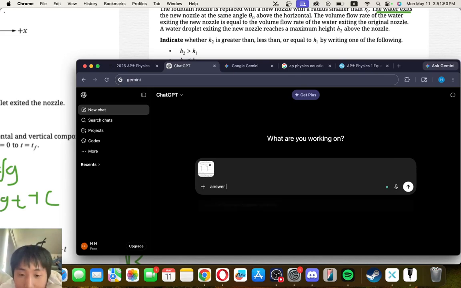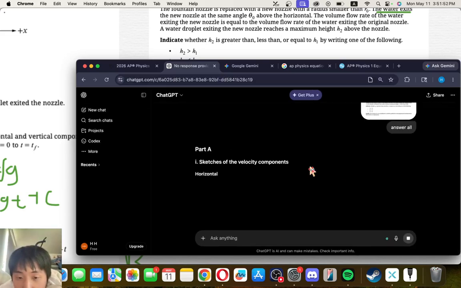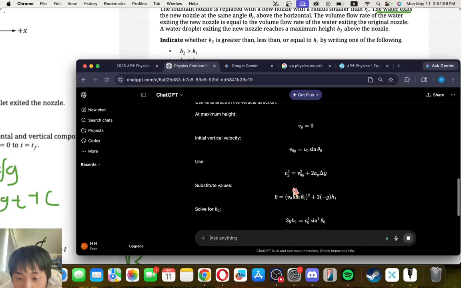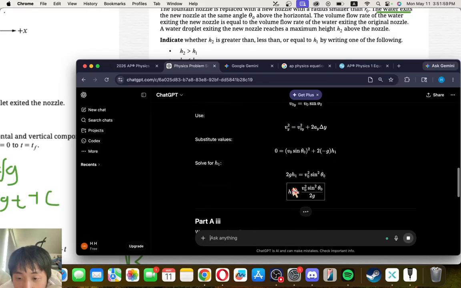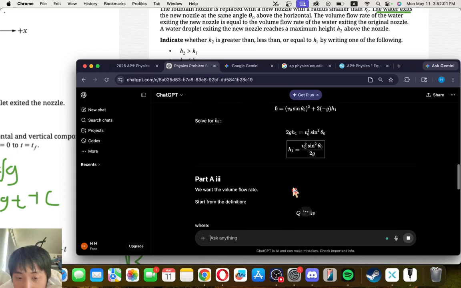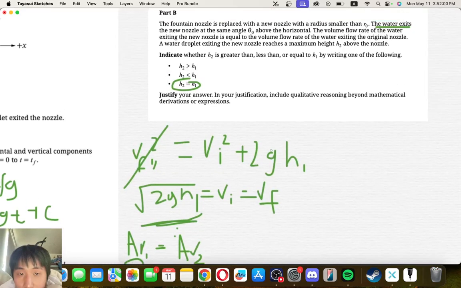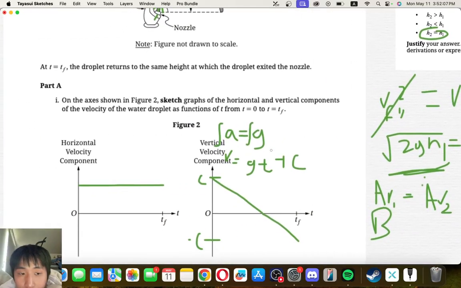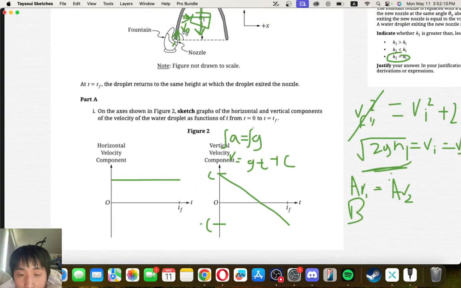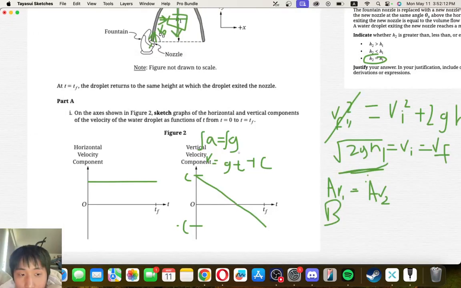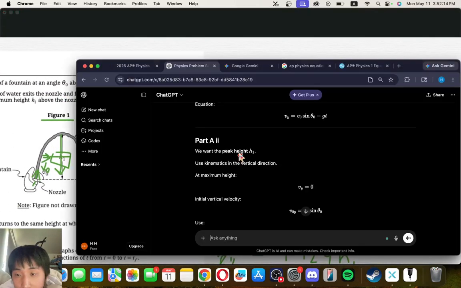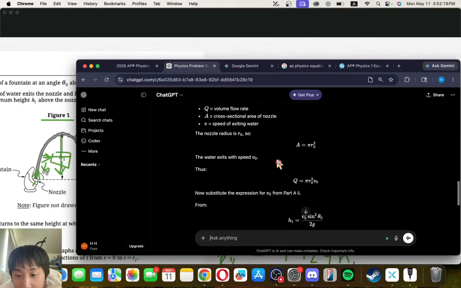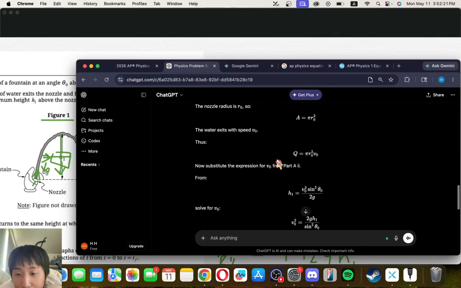Answer all. Okay. I was supposed to solve for H1. When was I supposed to solve for H1? Are you sure? Man, I gotta be dumb as hell.